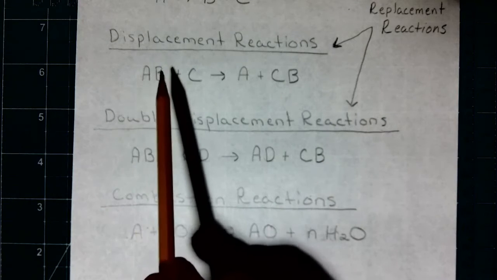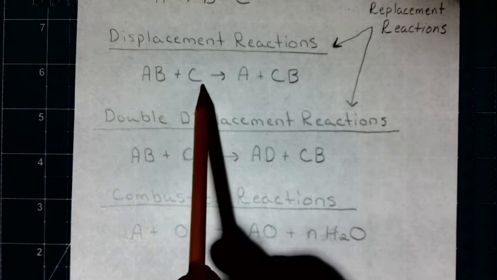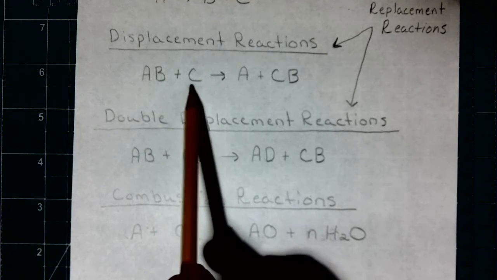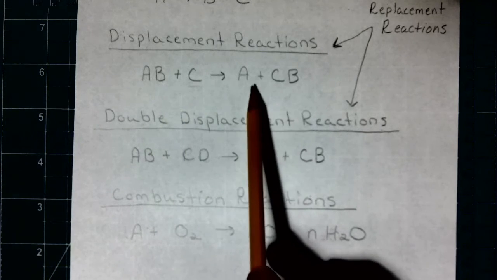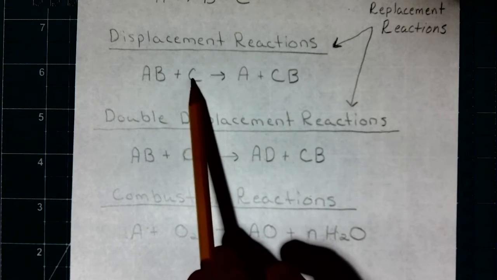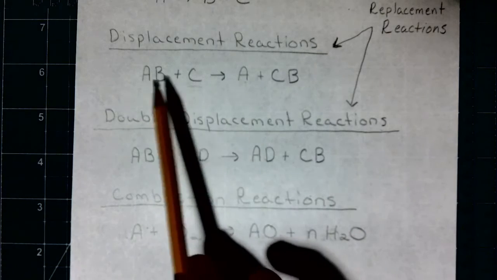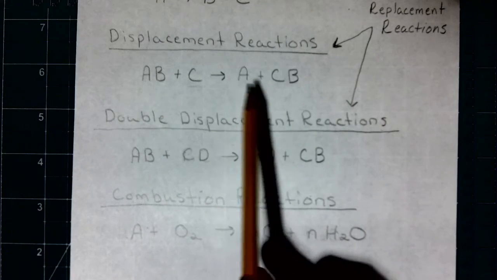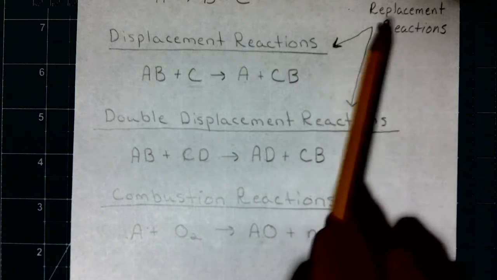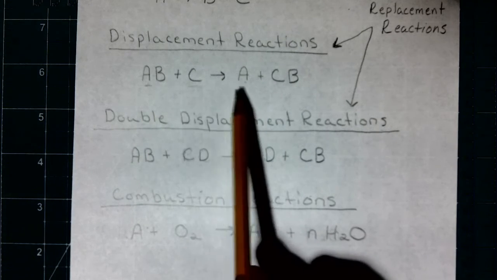When I have two different species bound together, I introduce a third species here, and I see that one of these guys comes and binds preferentially to C and has A free now. We're going to call this a displacement reaction, or replacement reaction, because essentially here A is being replaced with C.